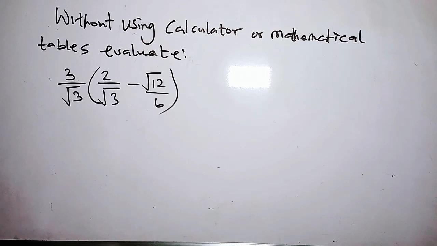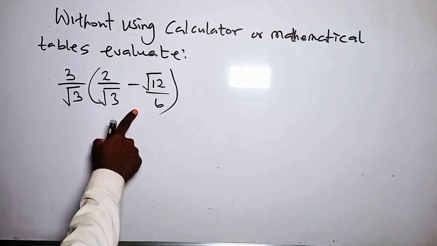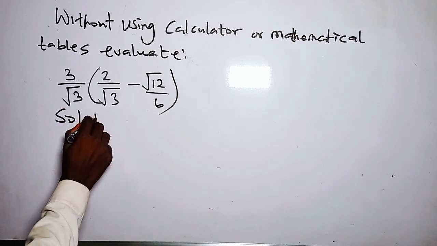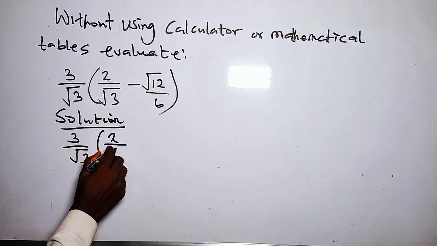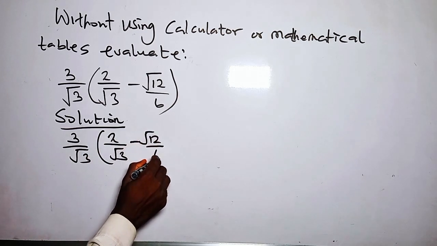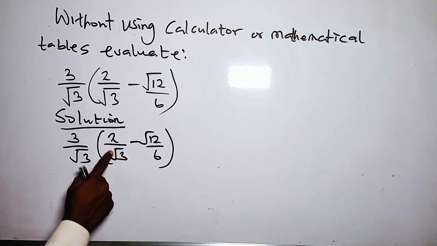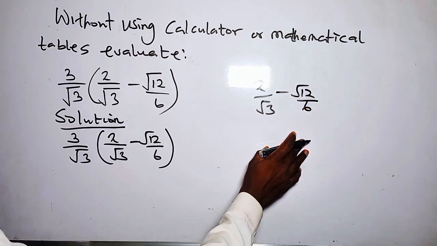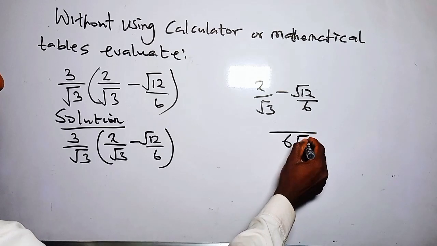The question says, without using calculator or mathematical tables, evaluate this expression. So we have 3 over root 3 into 2 over root 3 minus root 12 over 6. So how do we evaluate this? We have 3 over root 3 multiplying 2 over root 3 minus root 12 over 6. When we have the bracket, let us solve the brackets. Here we have 2 over root 3 minus root 12 over 6. So let's use the LCM approach.